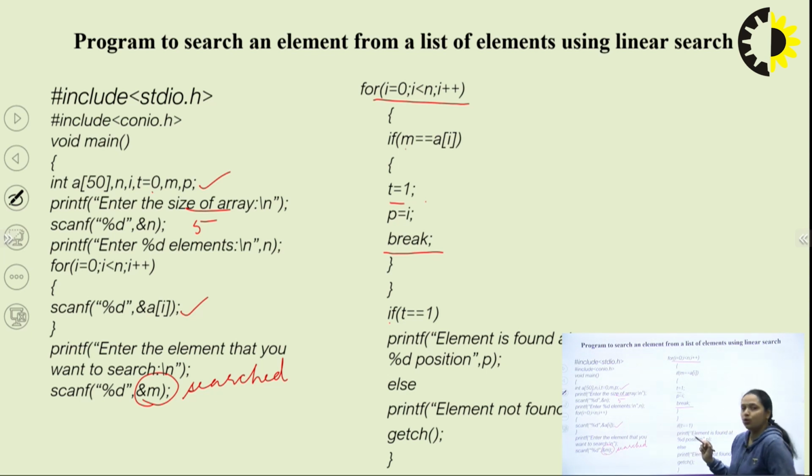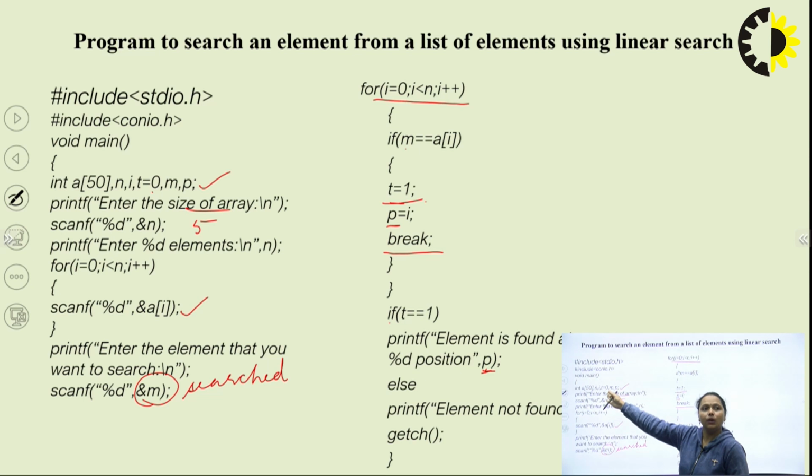Now, if t is equal to 1, element is found at position p. Means if the value of t is set to 1, the element is found and the position is stored within the p variable. We have written p is equal to i, so whatever is the index value is stored in p and the search is successful. That is why the value of p is printed. But if t is not set to 1, means t will remain as it is, equal to 0, what we initialized at the starting, then it means the search is unsuccessful. So what will it print? Element not found.